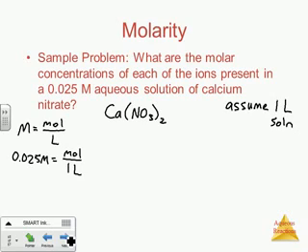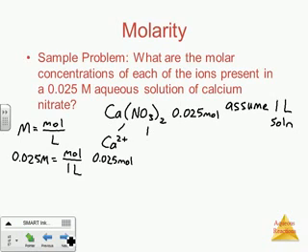So assuming that we have a 1 liter solution, we have 0.025 moles of the calcium nitrate. Okay, so then we just got to think about how that's going to split apart when it goes into water. When this splits apart, there's going to be a Ca2 plus, and there's going to be 0.025 moles of that Ca2 plus ion.